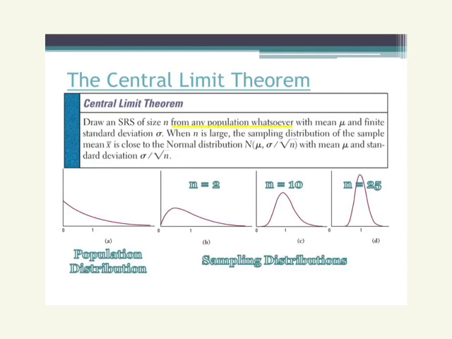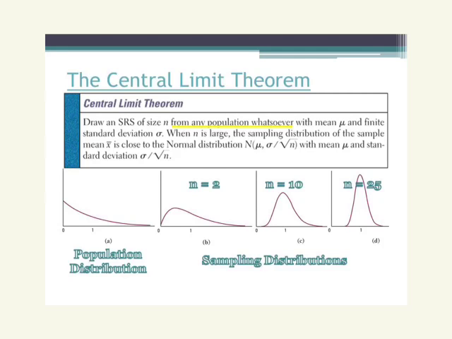So this slide formally defines the central limit theorem for us. The central limit theorem says if we draw a simple random sample of size n from any population whatsoever, with a mean of mu and a finite standard deviation of sigma, when n is large, the sampling distribution of the sample mean is close to the normal distribution with a mean of mu and a standard deviation of sigma divided by the square root of n.